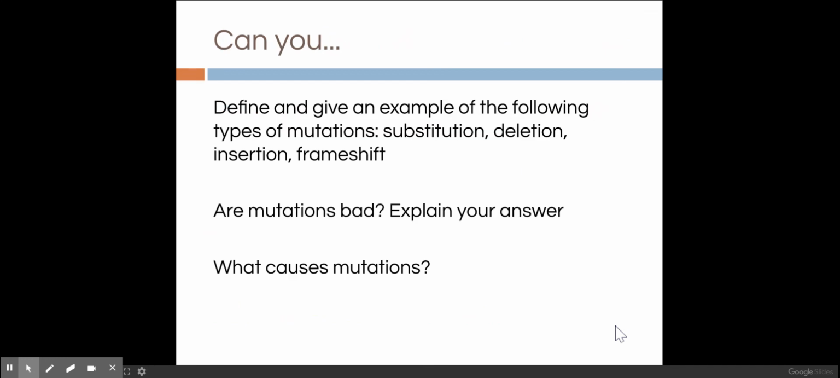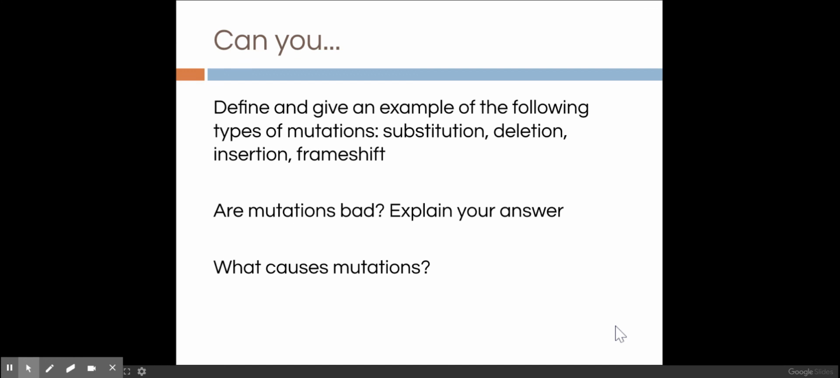So see if you can define and give an example of each of the following: a substitution, deletion, insertion, and frameshift. Then see if you can answer these questions. Are mutations bad? And what causes mutations?